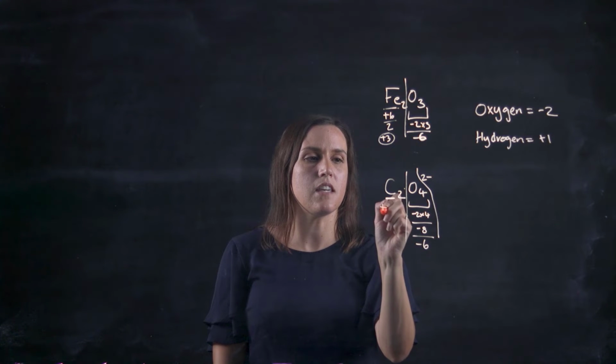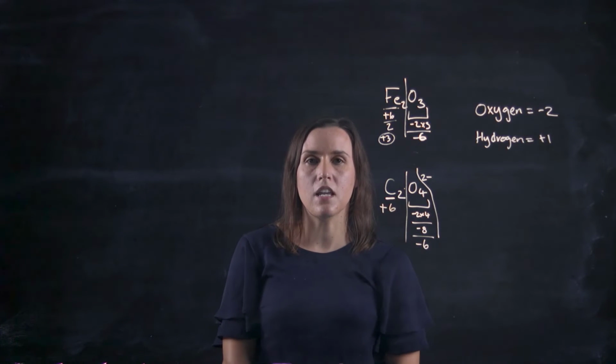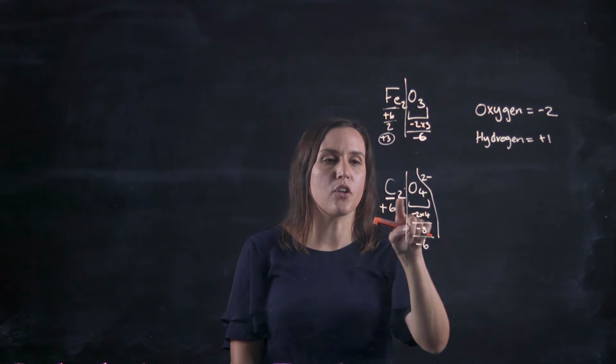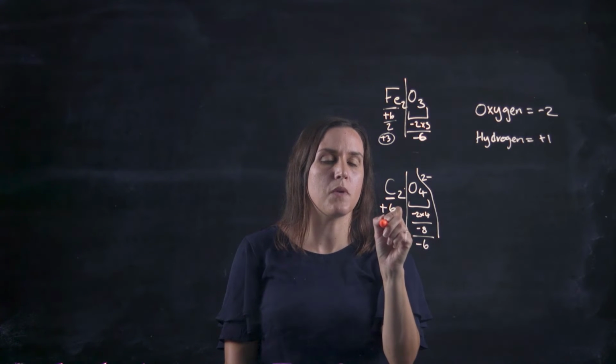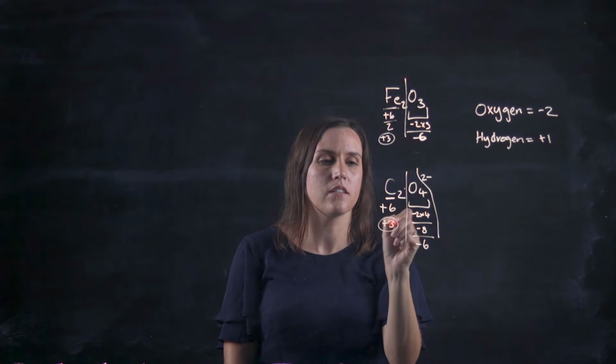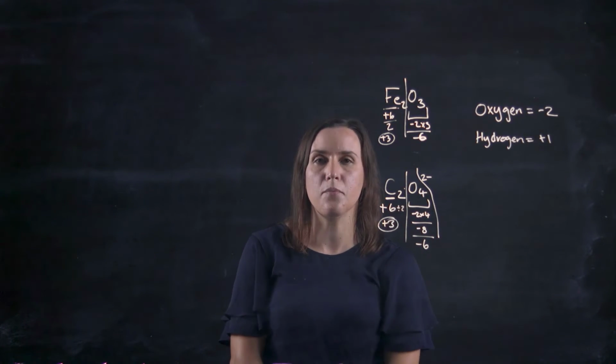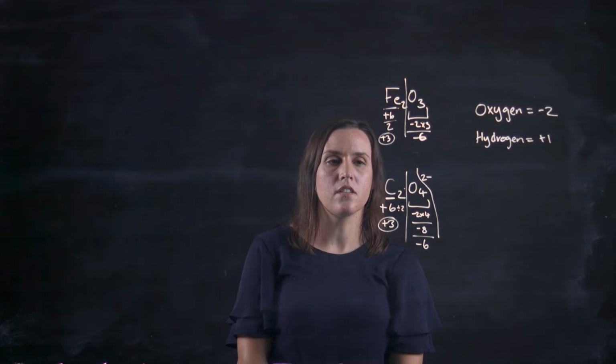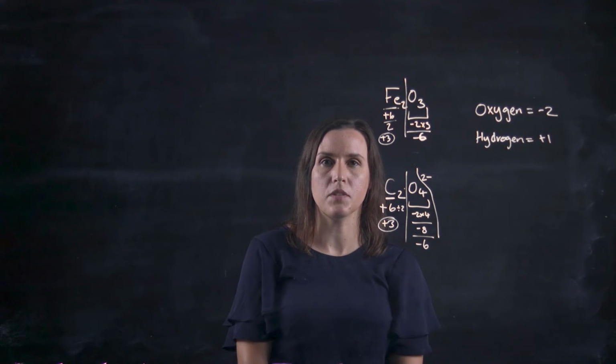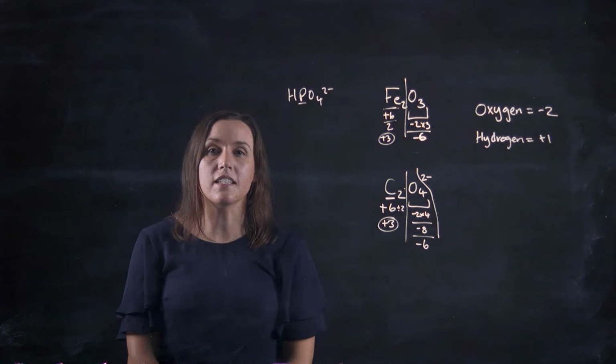So this C section must equal +6 and I've got 2 of them. So each one would be a +3. So I'm dividing that +6 by 2. So it would be a +3 for each carbon. So let's have another go.